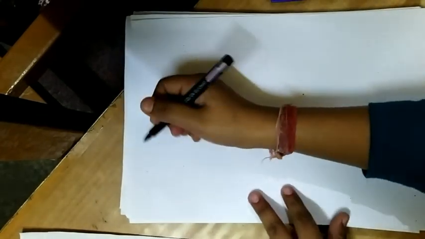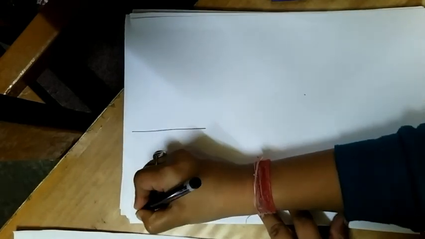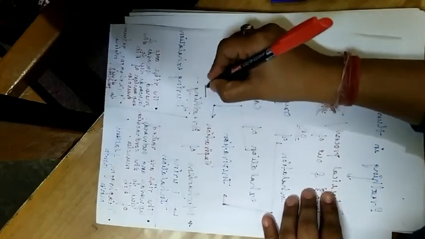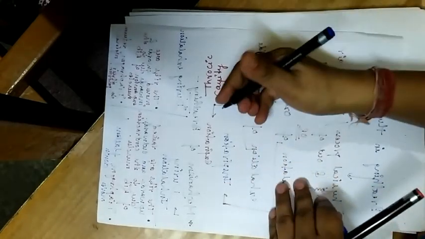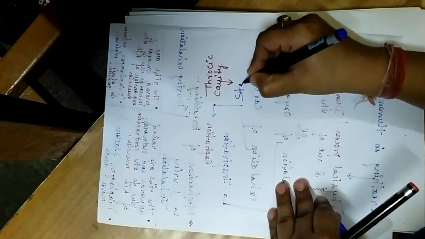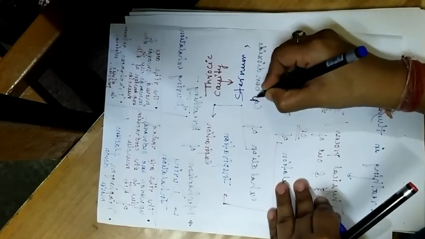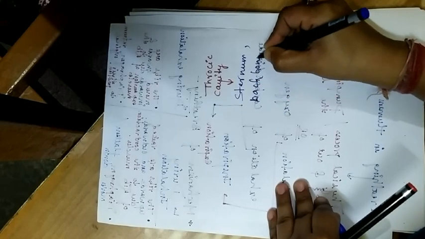Alright, so now there are other points also. As I have told you, our lungs are enclosed in the thoracic cavity. Thoracic cavity, I'll just explain it again. As I told you, this thoracic cavity is formed of the sternum, backbone, and the ribs.